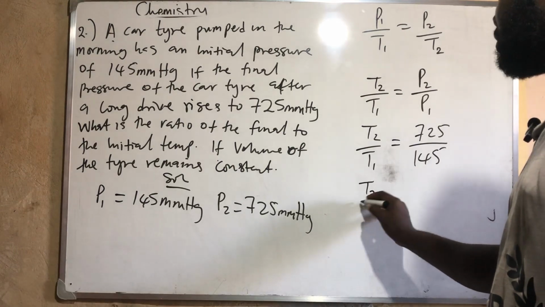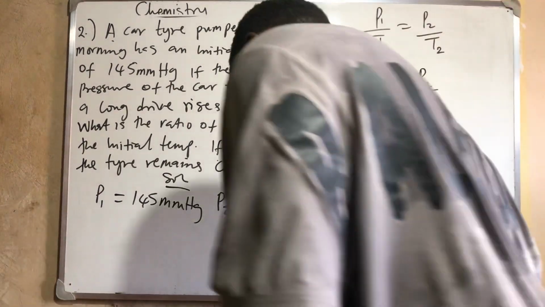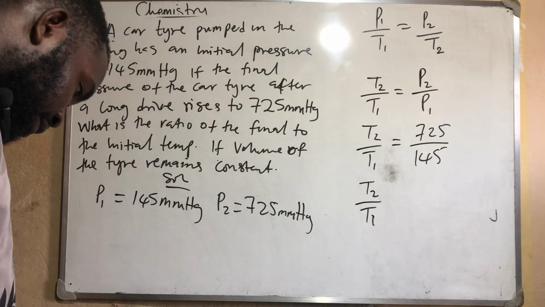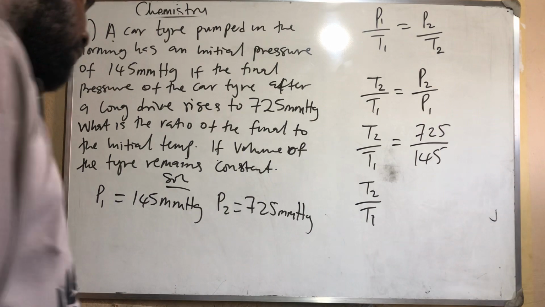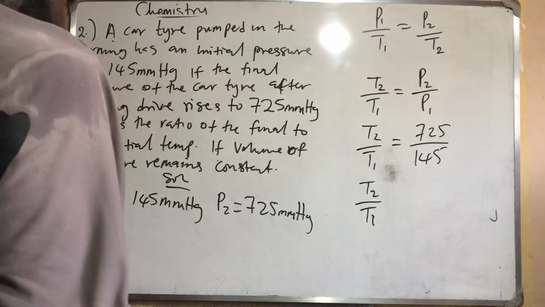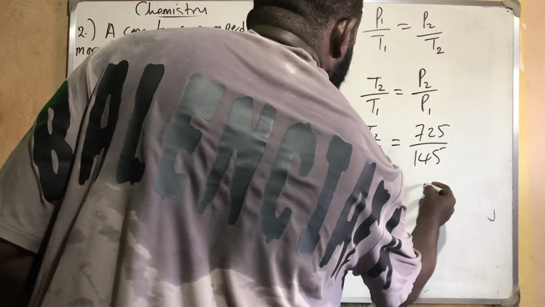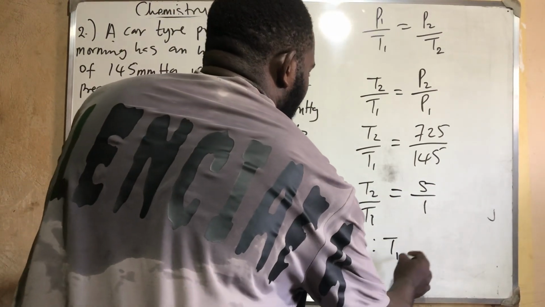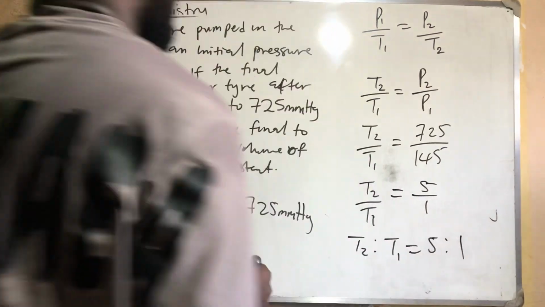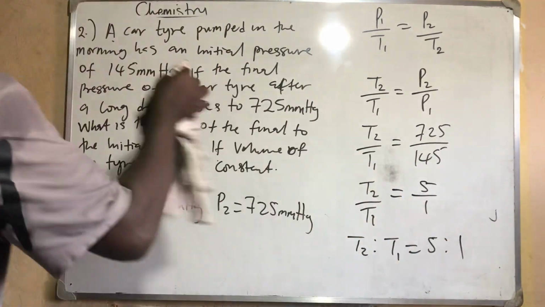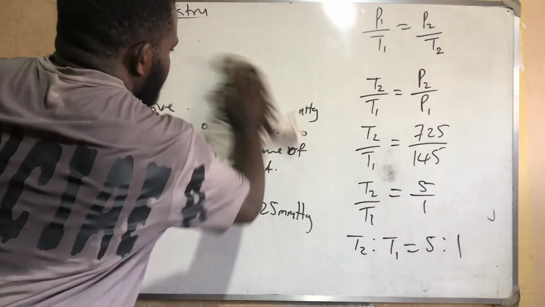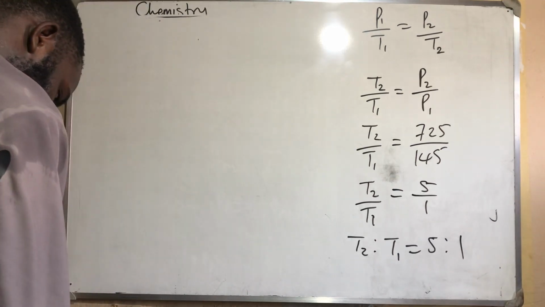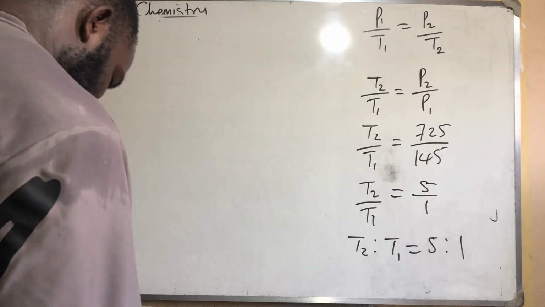If you divide, what do we have? 5 over 1. So T2 is to T1 is equal to 5 is to 1. Okay, very, very simple. So let's solve the last question on this, and then we'll move to the ideal gas equation.